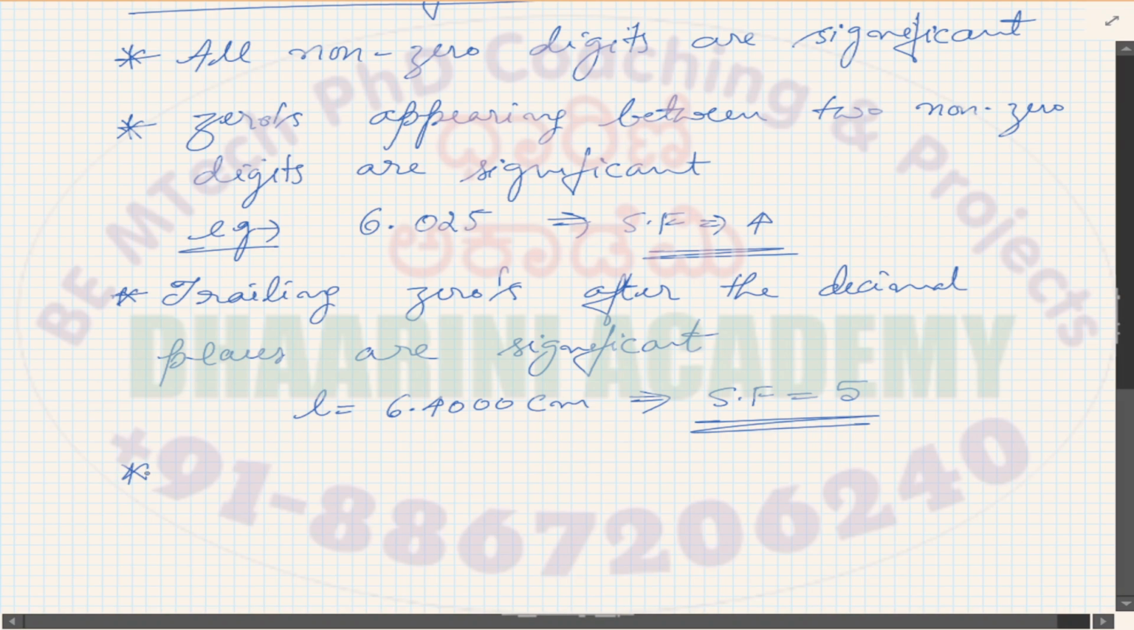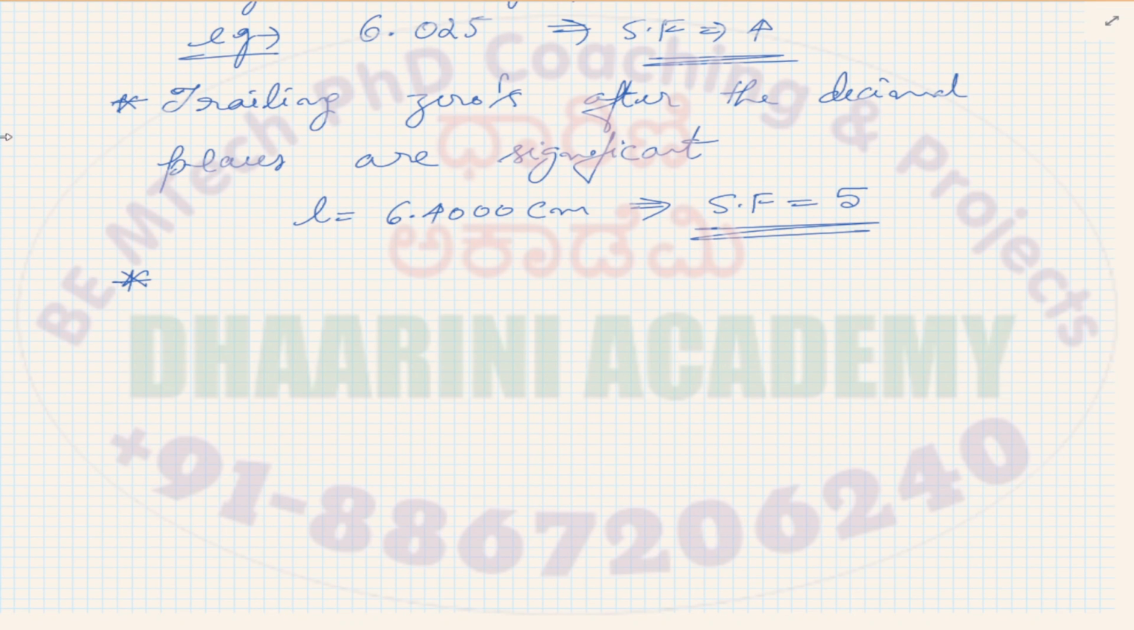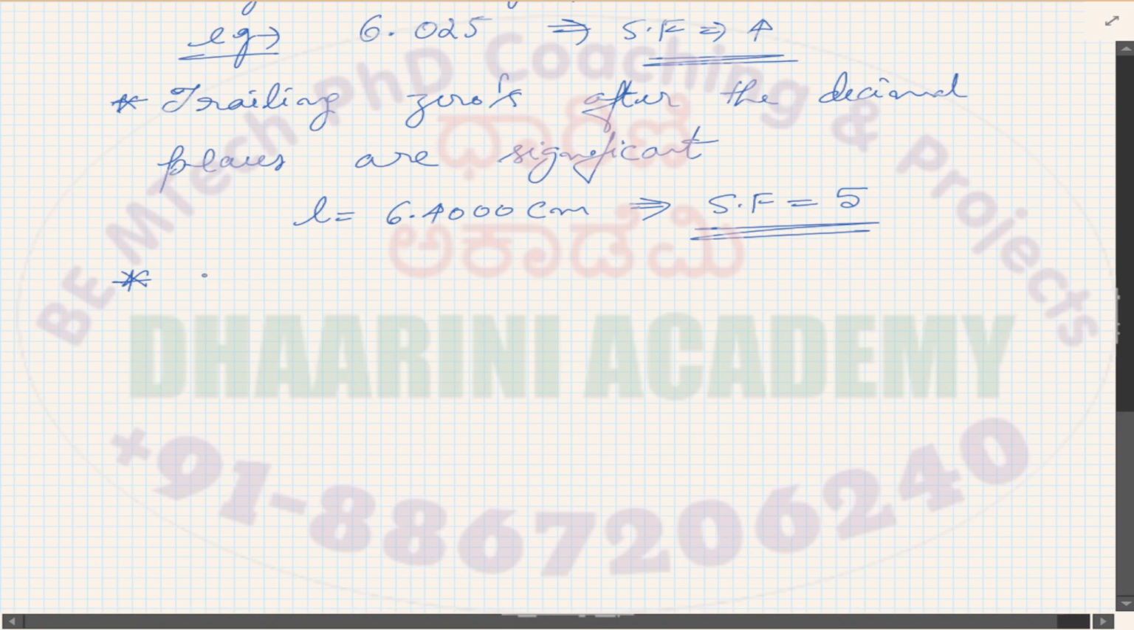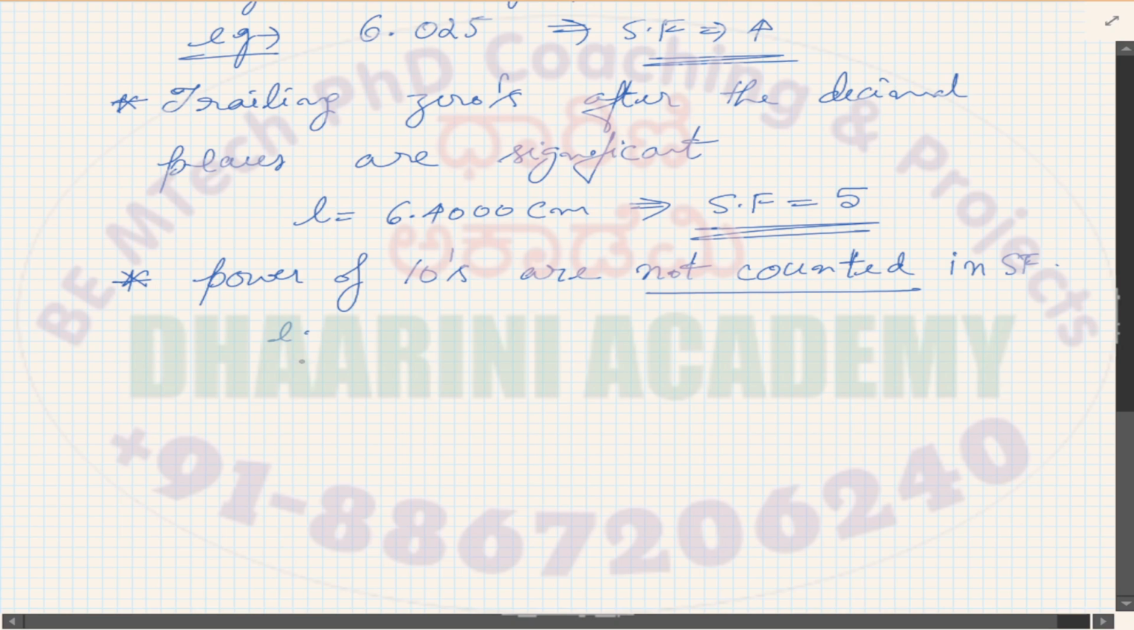Okay, then this is the next rule. The next rule is powers of 10. If you write a number as times 10 to the power, we'll see what happens. So powers of ten are not counted in SF. For example, if I write 1.4 times 10 to the power minus 7, what is the SF? Significant figure is equal to just 2, 1 and 4, not the 10 to the power number.